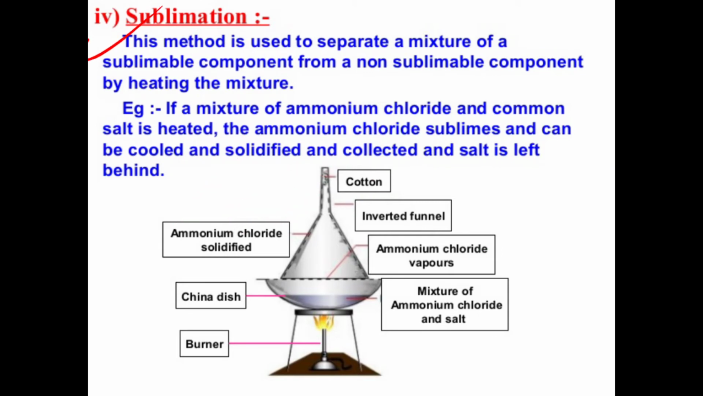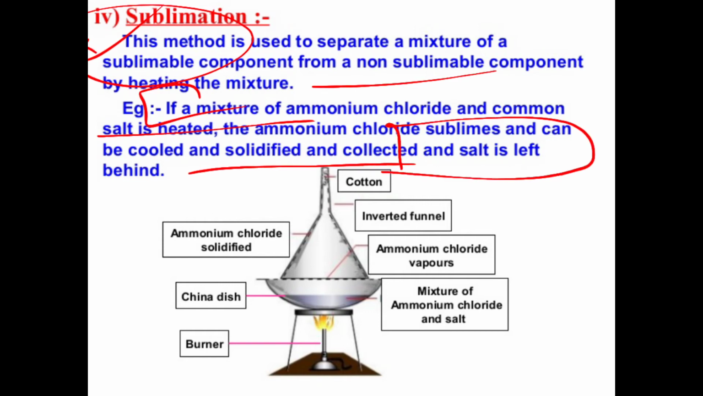So it is also a separating method. Basically, this is a method used to separate a mixture of a sublimable component from a non-sublimable component by heating the mixture. If a mixture of ammonium chloride and common salt is heated, the ammonium chloride sublimes and can be cooled, solidified and collected, and the salt is left behind.